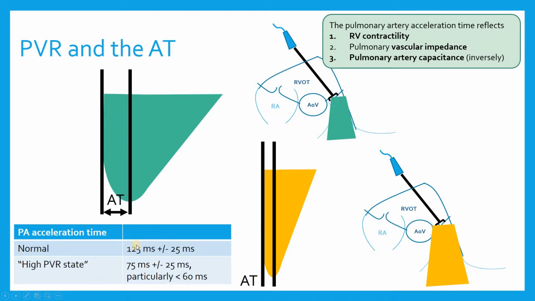So when my PA acceleration time is 125 milliseconds or somewhere in that ballpark, I know I have good RV contractility and normal pulmonary artery capacitance. But in high pulmonary vascular resistance states, when my impedance is high and my pulmonary artery capacitance is low, my pulmonary artery acceleration time starts to fall off substantially.